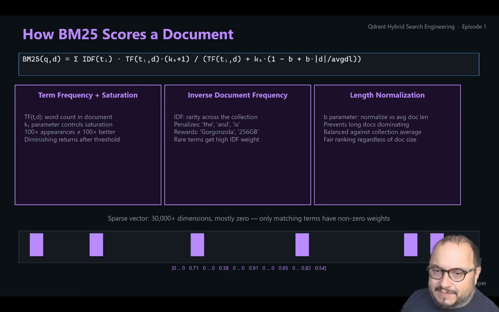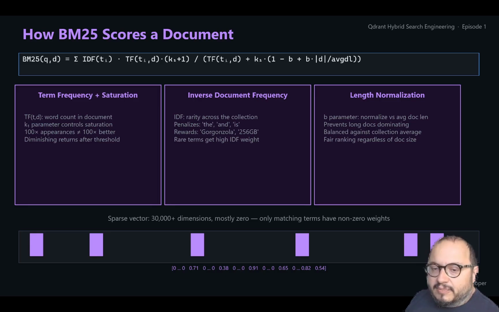BM25, which means Best Matching 25, has been a gold standard for keyword retrieval since 1994. Here is how it scores a document against a query. First, term frequency. If a query term appears in a document, that is a signal, but BM25 applies saturation, controlled by the k1 parameter. The intuition: appearing 10 times is better than appearing once, but appearing 100 times is not 10 times better than appearing 10 times. There are diminishing returns. In practice, this prevents long documents from dominating just because they repeat words more.